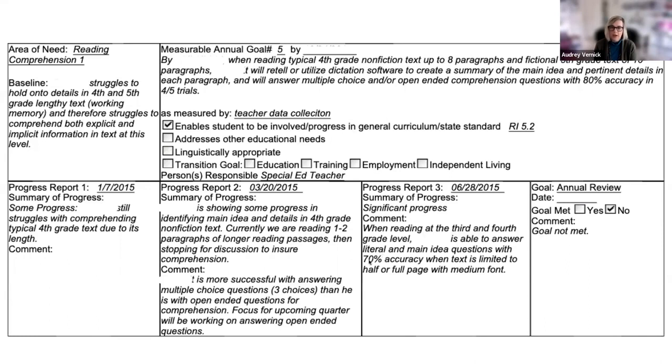Here we got a 70% accuracy. So finally they're reporting related to what the goal said.